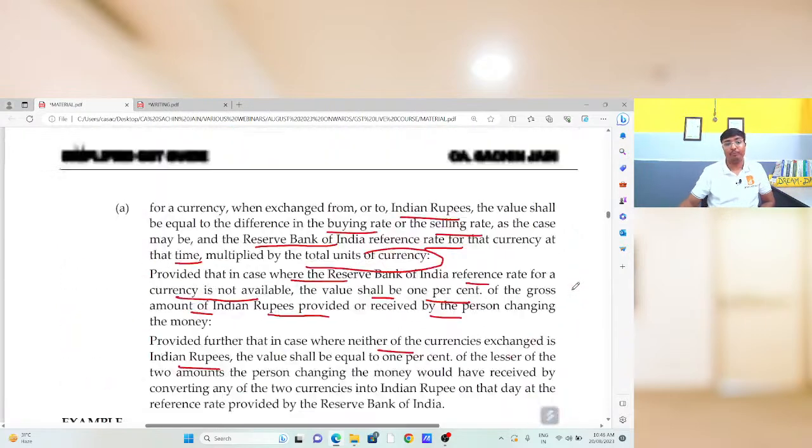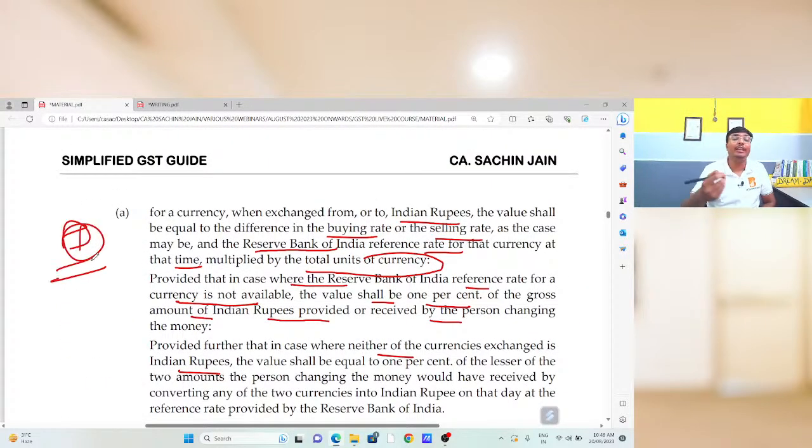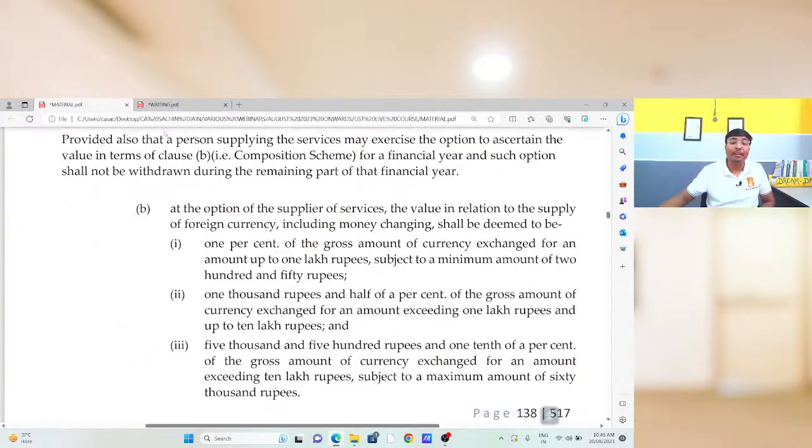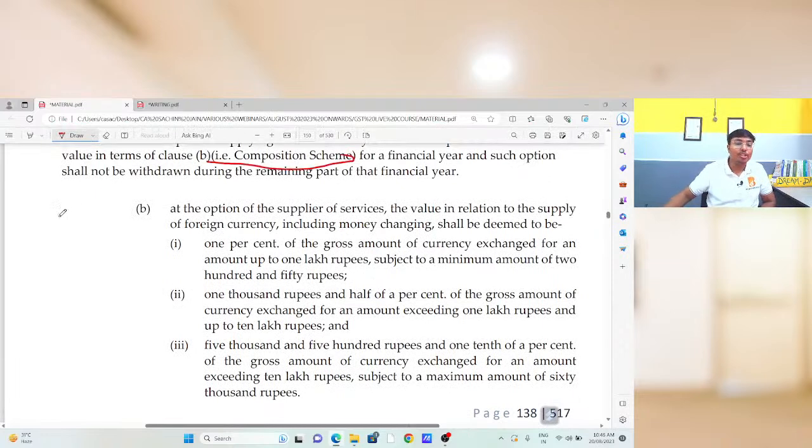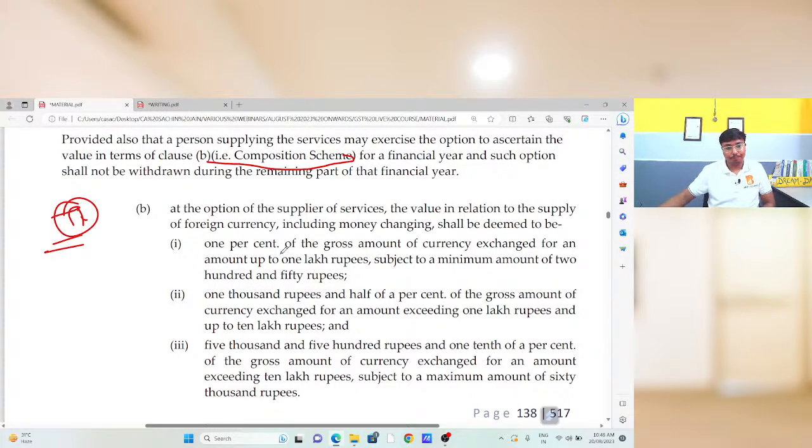This is the first scheme, the first option which is available in the hand of the bank. There is a second option also available, and that option is called the composition scheme. Suppose I want to convert up to 1 lakh rupees, I have 1 lakh rupees or 90,000 or 95,000 and I want to convert the same into dirham. In that case, if the bank has opted for the composition scheme, the bank has to pay GST on this amount. That means the bank is going to calculate the value of supply as under.